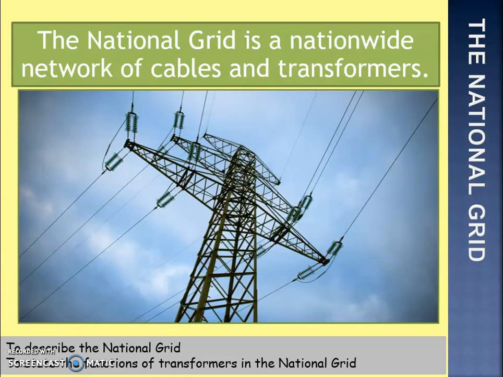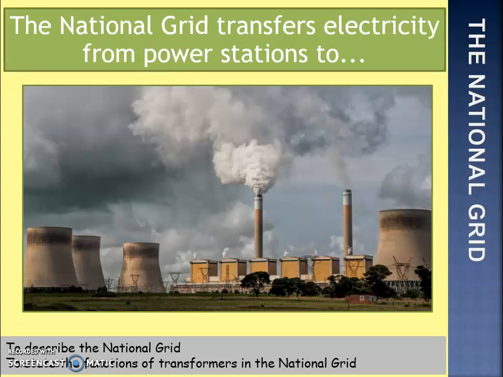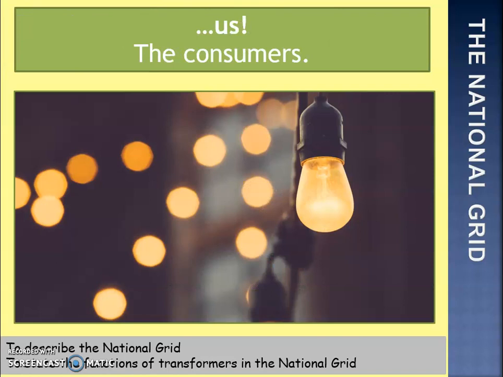Okay, so the national grid. Essentially, it's a nationwide network of cables and transformers. The national grid, you can see there a power station on there, and that's where the electricity is generated in power stations. We can use oil, coal, natural gas to generate those, or we can use some renewable resources. There are videos to watch on our YouTube site that will take you through those. But essentially, they generate the electricity, but that then has to get to you, the consumer. So the national grid is the way that electricity gets from these power stations to us.